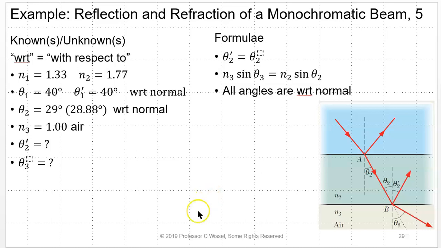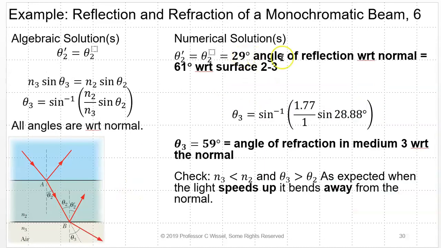So we write down everything we know. This is repeated from the first part of the problem, so it's nothing new. We know this from the first solution. We now know that N3 is 1 for air. We're going to assume it's 1, and we need to know theta 2 prime and theta 3. We can apply the law of reflection, and of course Snell's law for refraction, N3 sine theta 3 equals N2 sine theta 2, and again, remind ourselves, with respect to the normal. The 29 degrees is an angle of reflection with respect to the normal, and they want it with respect to the surface between 2 and 3. So subtract it from 90 degrees, you get 61.